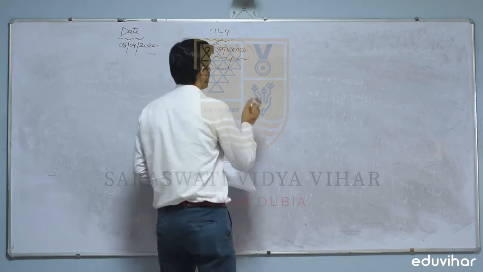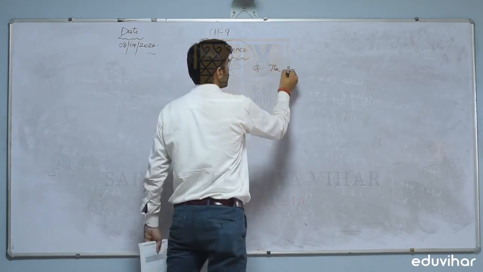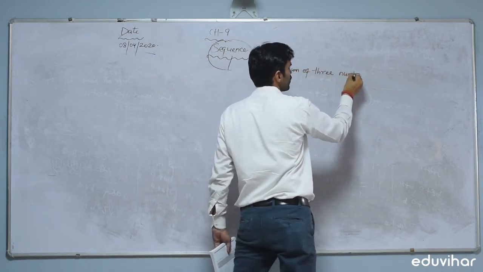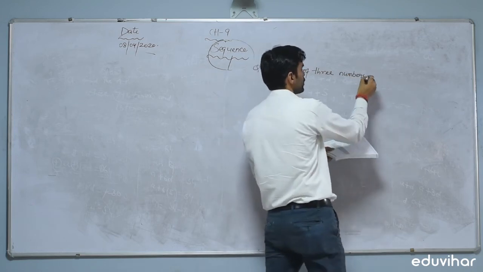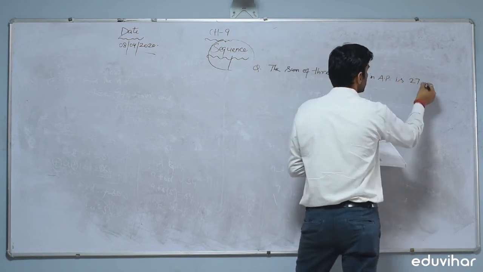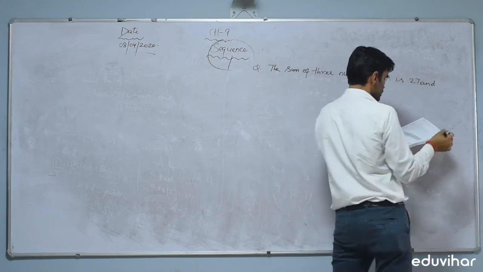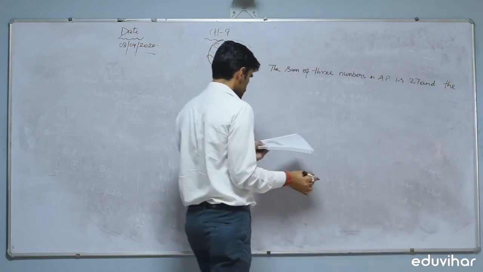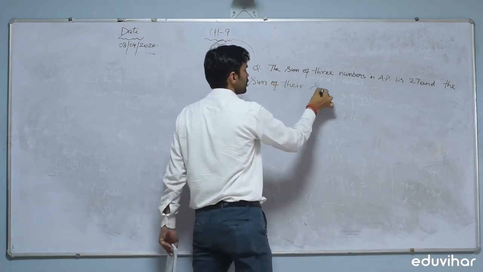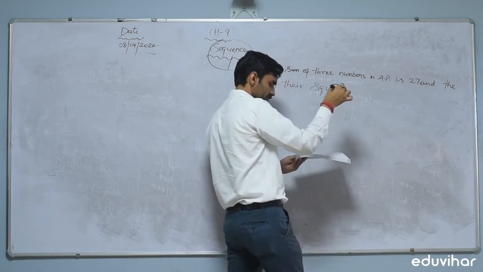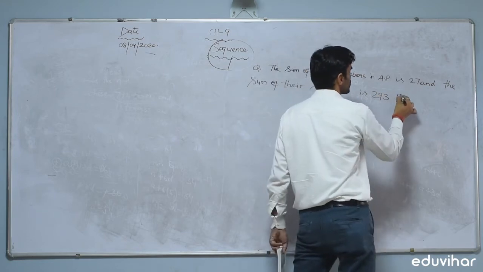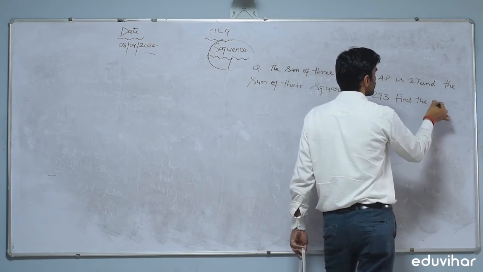The sum of three numbers in AP is 27, and the sum of their squares is 293. Find the numbers.